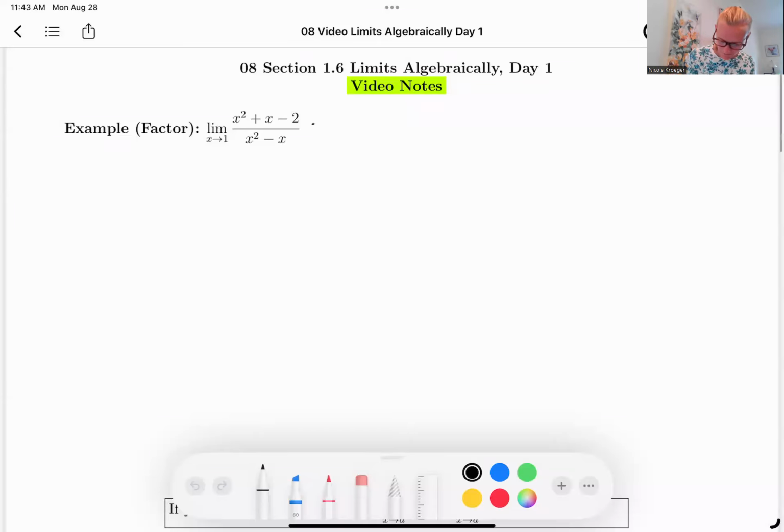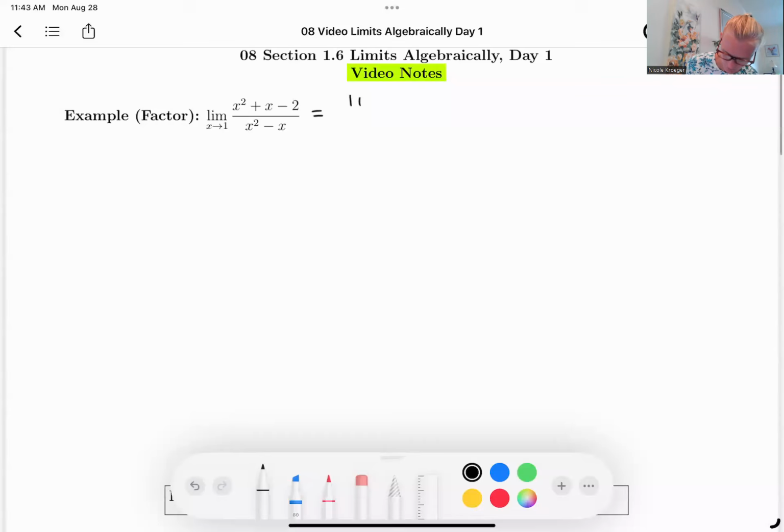So our first step here, plug 1 in. We see this limit. So if I plug 1 in, I get 1 plus 1 minus 2 over 1 minus 1, which gives me 0 over 0. Okay, so this is a problem. We have 0 in a denominator. So we can't just say this is undefined. We can't say it doesn't exist. We can't say we just stop. We have to figure out what to do.